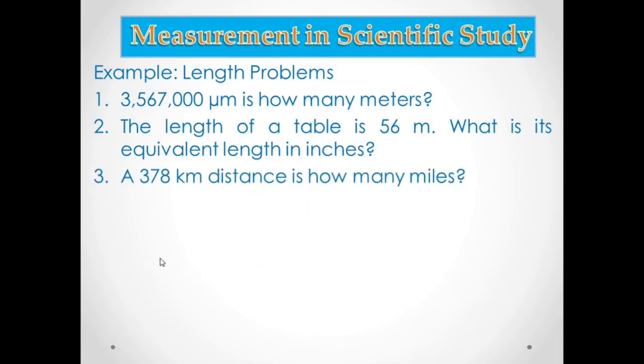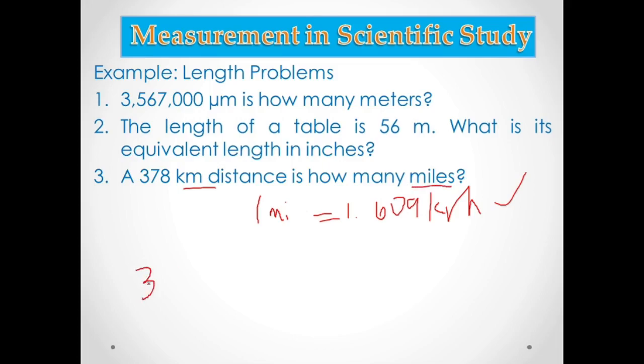So we have another example. A 378 kilometer distance is how many miles? In our conversion factor, we have 1 mile is how many kilometers? That is 1.609 kilometers. That is correct. So we can use this conversion factor in order to convert kilometers to miles.